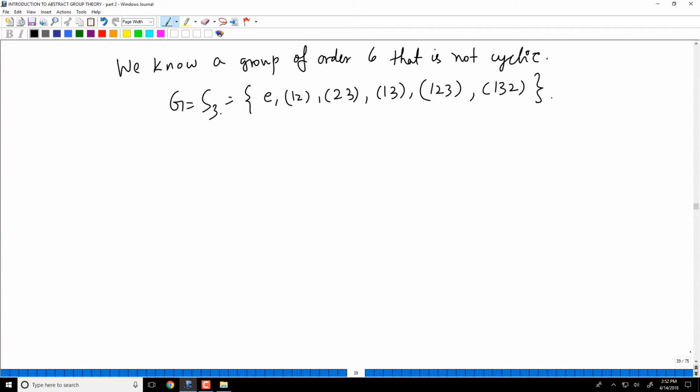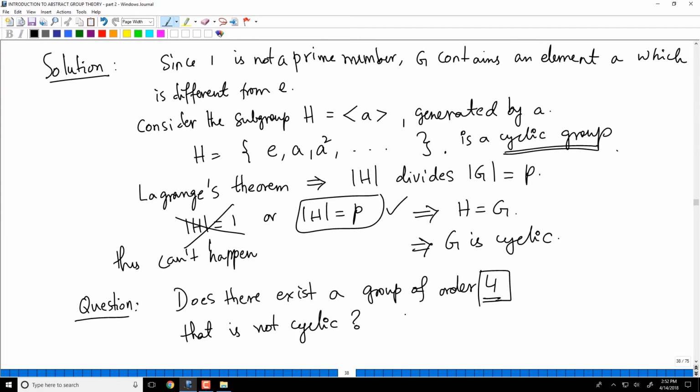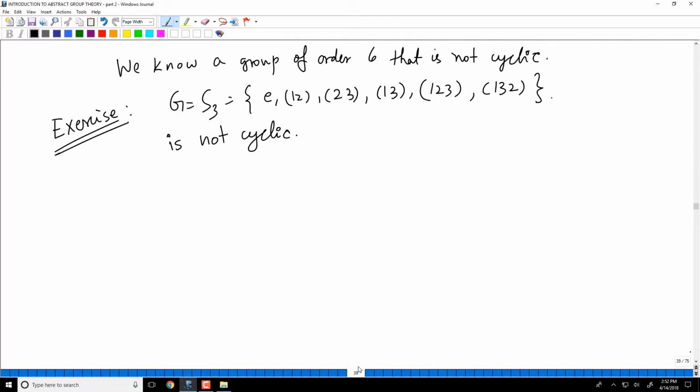This has order 6, but elements have all order 1, 2 or 3. Okay, so I will leave this as an exercise for you. It's a very easy exercise. It's something you should do, and we have done enough to conclude that it is not cyclic. But I haven't explicitly talked about a group of order 4 that's not cyclic. That I will come back to later in the course.